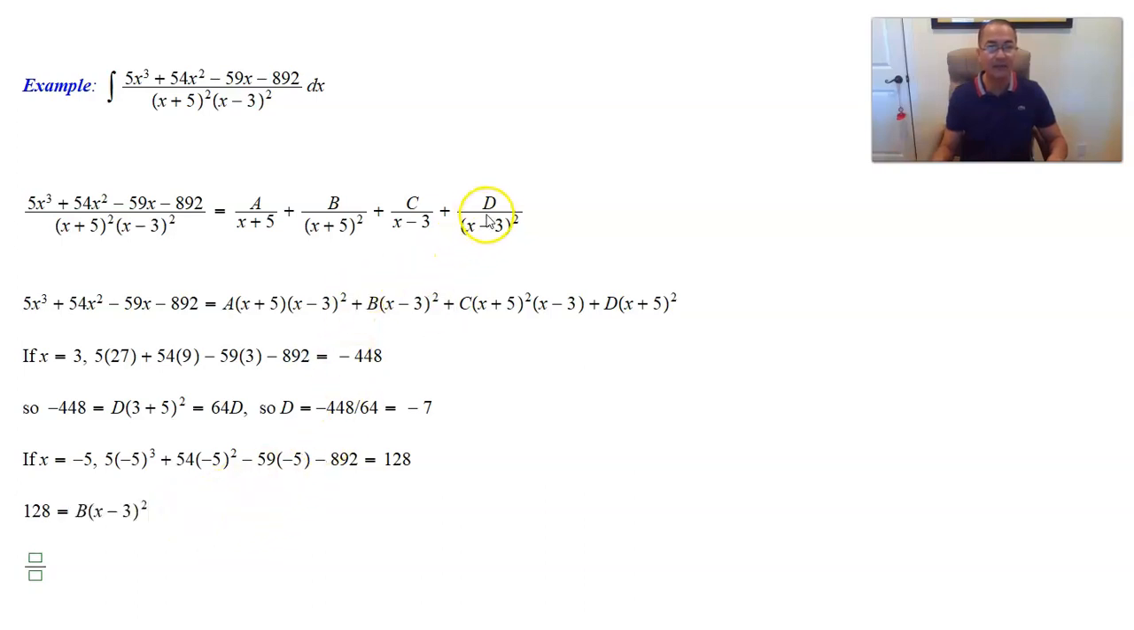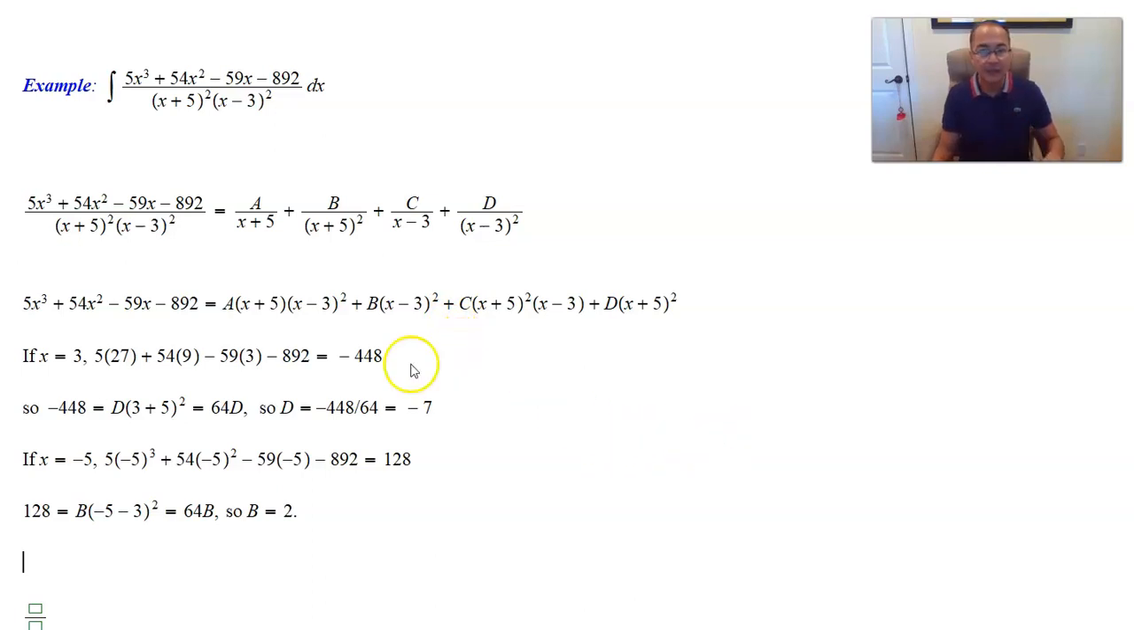So that kind of makes sense, okay? The D term has the square, so this time it's the B term that has the square. So x is minus 5, so we get minus 5 minus 3 squared minus 8. Oh, we got 64 again, and yes, 128 divided by 64 is 2. B equals 2. All right, so we have 2 numerators. We are missing the A and the C.